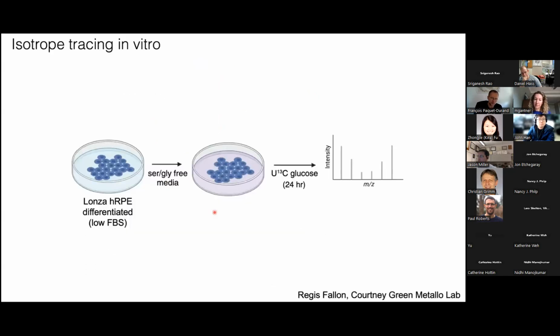So again, we used both in vitro and in vivo, and I have them in a different order this time. Those Lonza HRPEs were differentiated and then moved into a serine glycine free media. And then we did a glucose trace on those to start getting some insight.